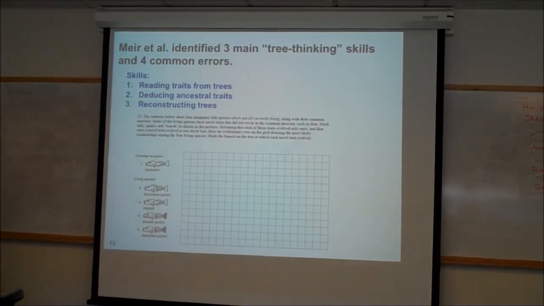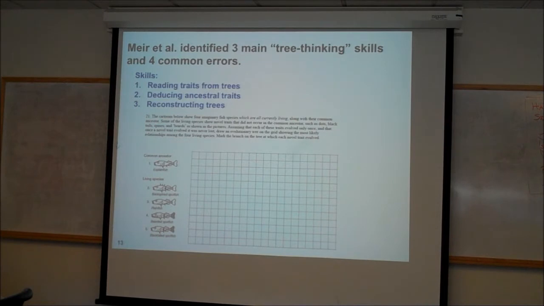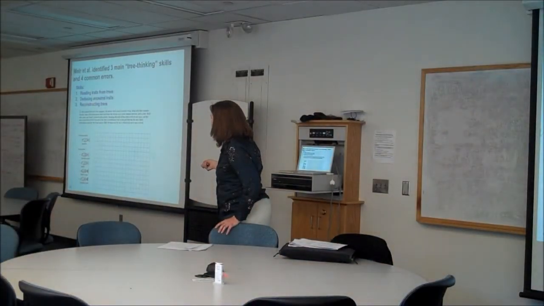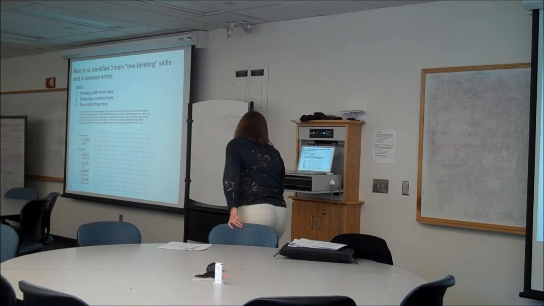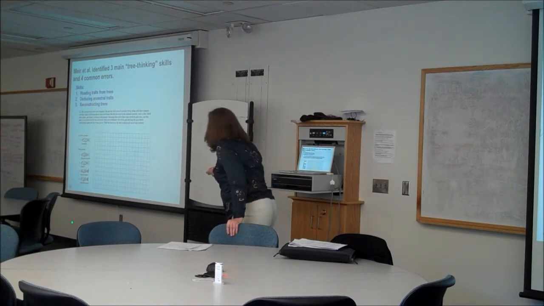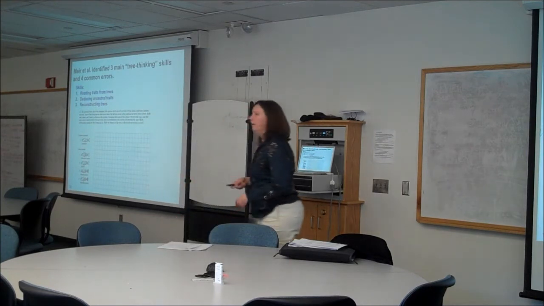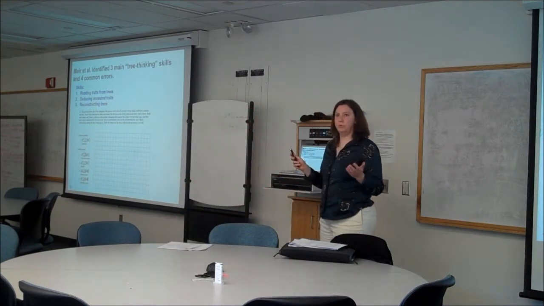So the third one is, if you're given data, can you actually draw a tree? This is the last question on this survey. Here there's 5, this is a little bit funny compared to the way I'm usually thinking about this, but there's 5 fish. These 4 are extant. This is assumed to be the same as one of them. This one, right? And then asking students to draw the tree.